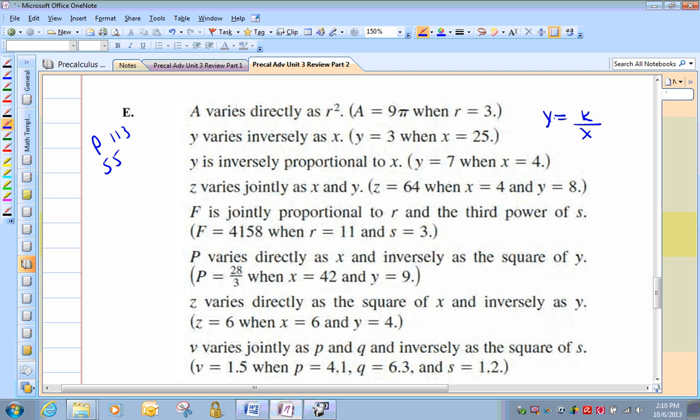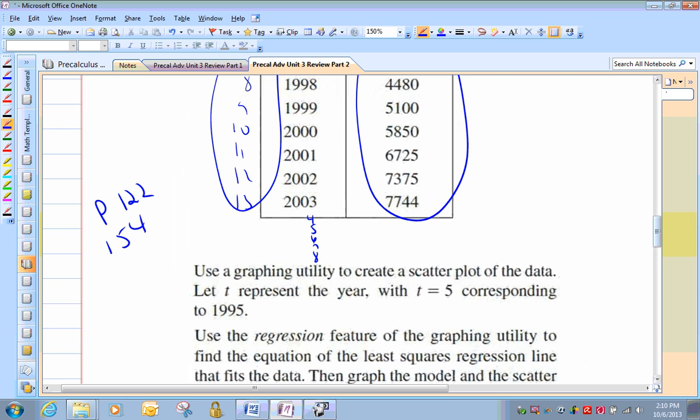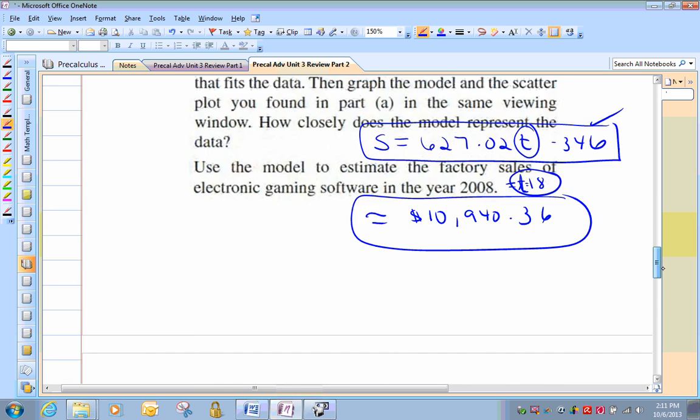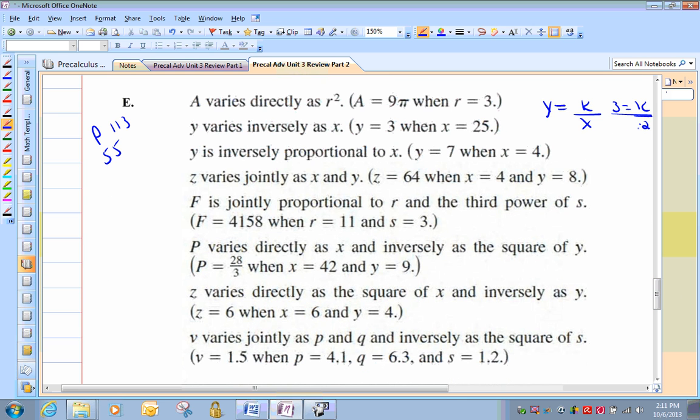So we have y is 3, so we would have 3 equals k when x is 0.25. And so we'd be multiplying 3 times 0.25. And if we multiplied 3 times 0.25, that's the same as saying 3 times 1/4.